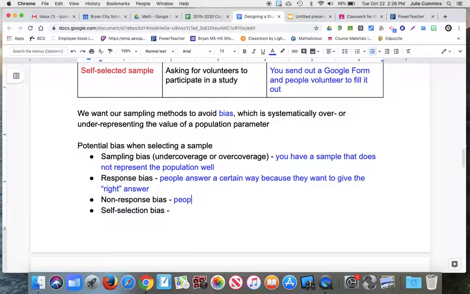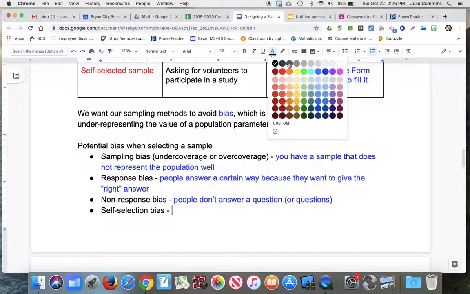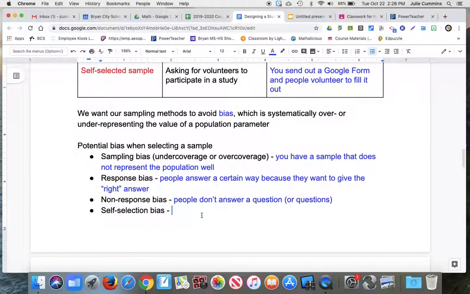Non-response bias is people don't answer a question or questions. This is more likely to happen if you're giving a paper survey and people just skip a question and don't answer it, because then you're like, what am I supposed to do with that? And then self-selection. This is when people volunteer to participate. People often volunteer because they have strong opinions on the subject.